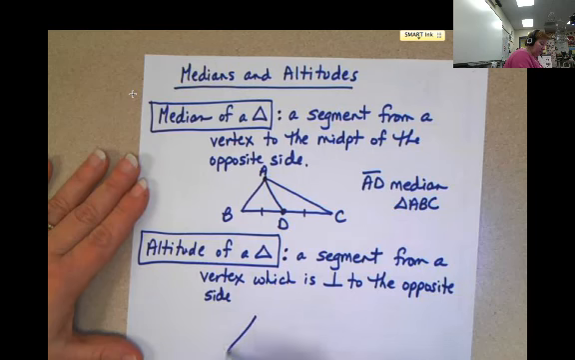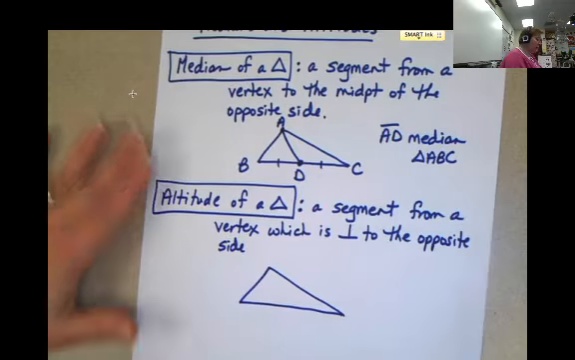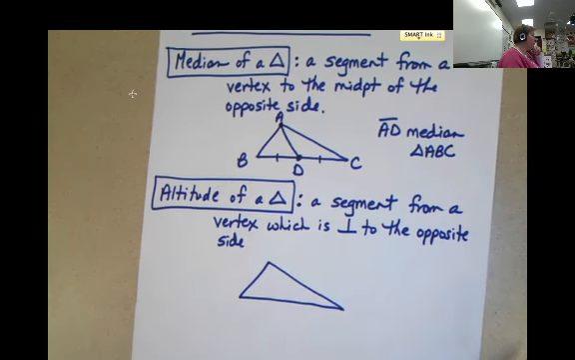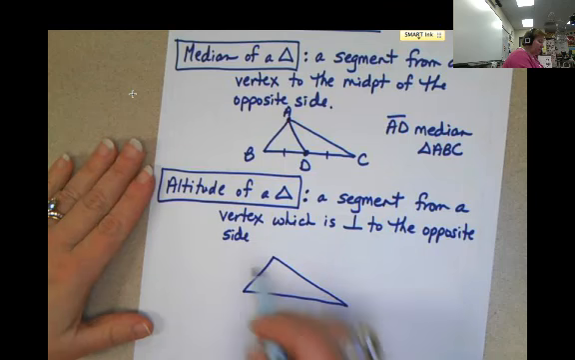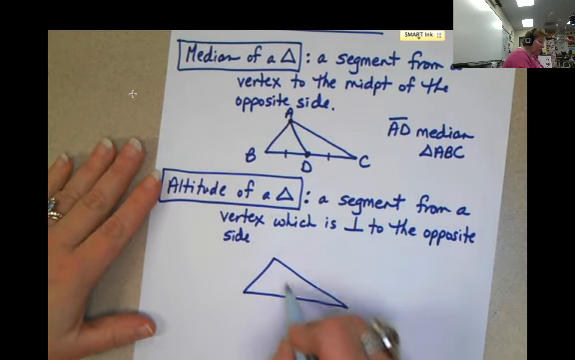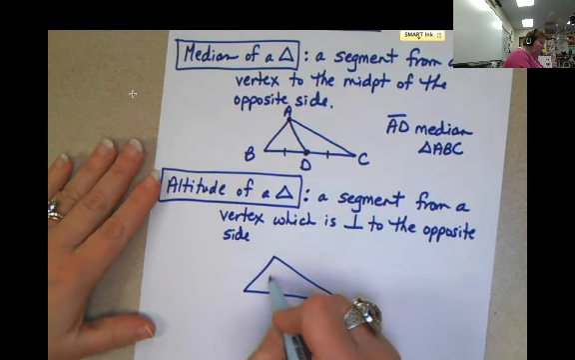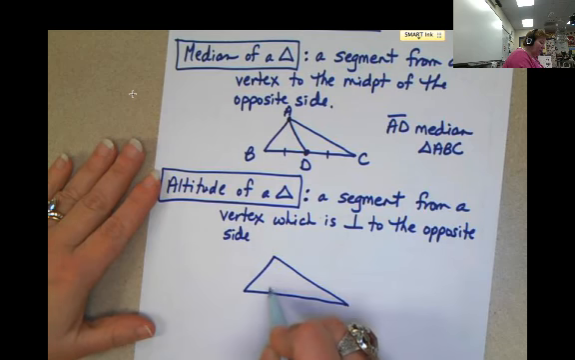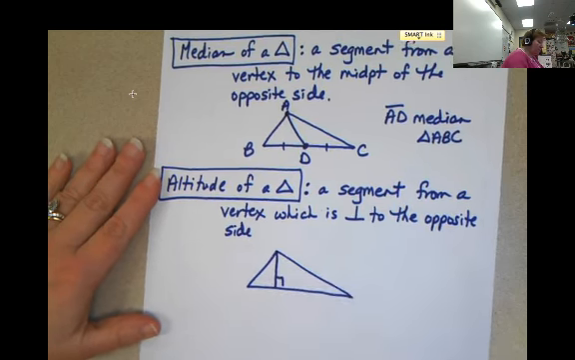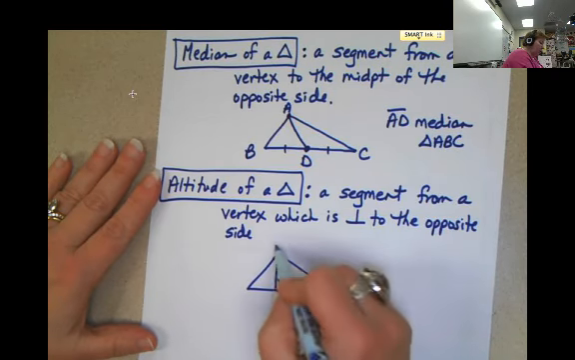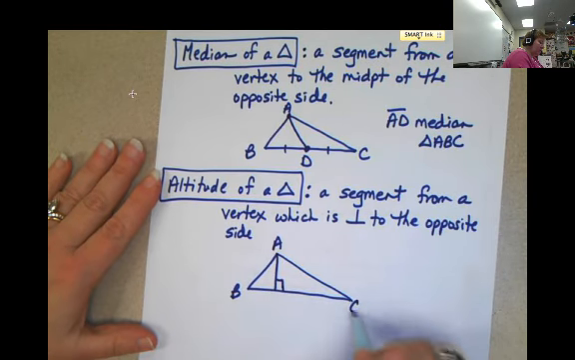Okay, and if I sketch this one, I'm going to try to draw approximately the same scalene triangle so that you can see the difference. And so instead of drawing my segment to the midpoint, I want to drop a perpendicular. So it literally has to form a right angle with the opposite side. So that's going to look more like this. And we're going to go ahead and name it the same thing.